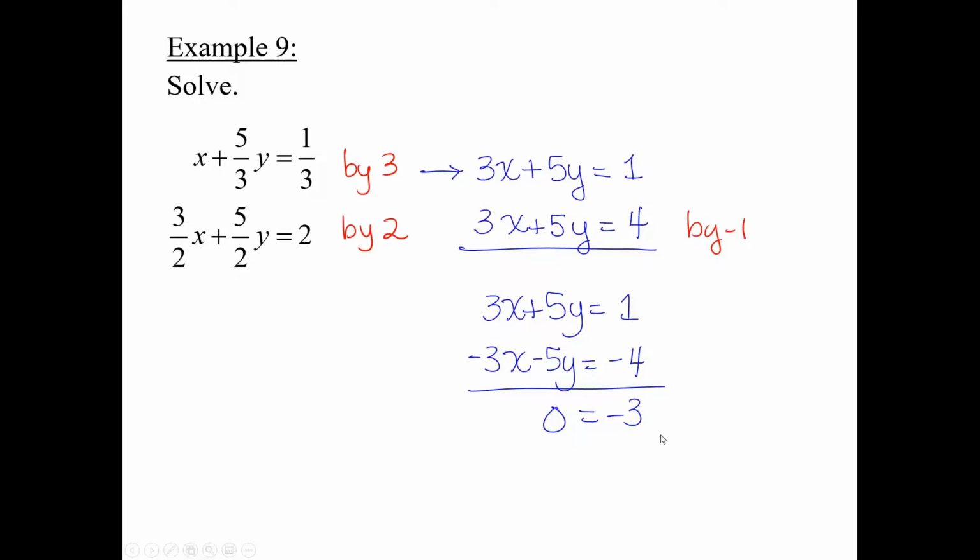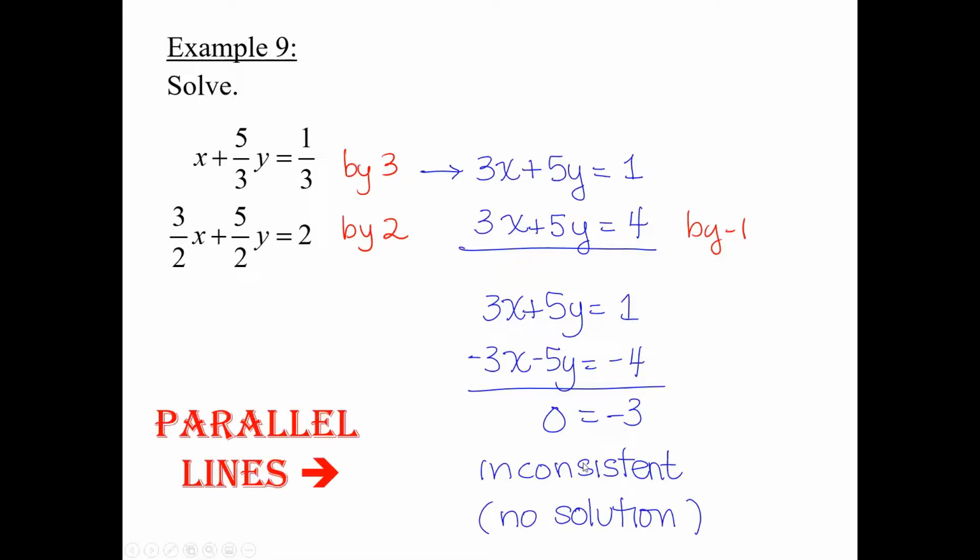Well, that's an untruth. So what this is saying is it is inconsistent, meaning there is no shared point, okay? And that also there is no solution, which gives us parallel lines which don't share any points. So if you get an answer that looks like this, then that's going to be parallel lines, no solution, inconsistent.